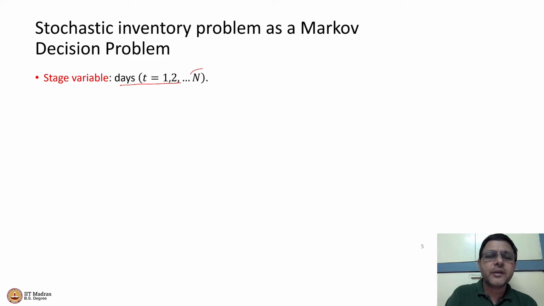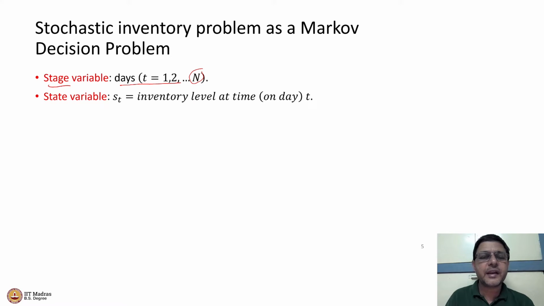So we can think of having a finite time horizon, n days to be considered in the problem. Sometimes the problem is an infinite horizon problem. So t will go all the way from 1, 2, 3, 4, 5, 6 all the way to infinity, right? So there are finite horizon Markov decision problems, there are infinite horizon Markov decision problems, but essentially time is our stage variable. What is our state variable? State variable is our inventory level, right? Inventory level at a particular time t. st is our state variable, right?